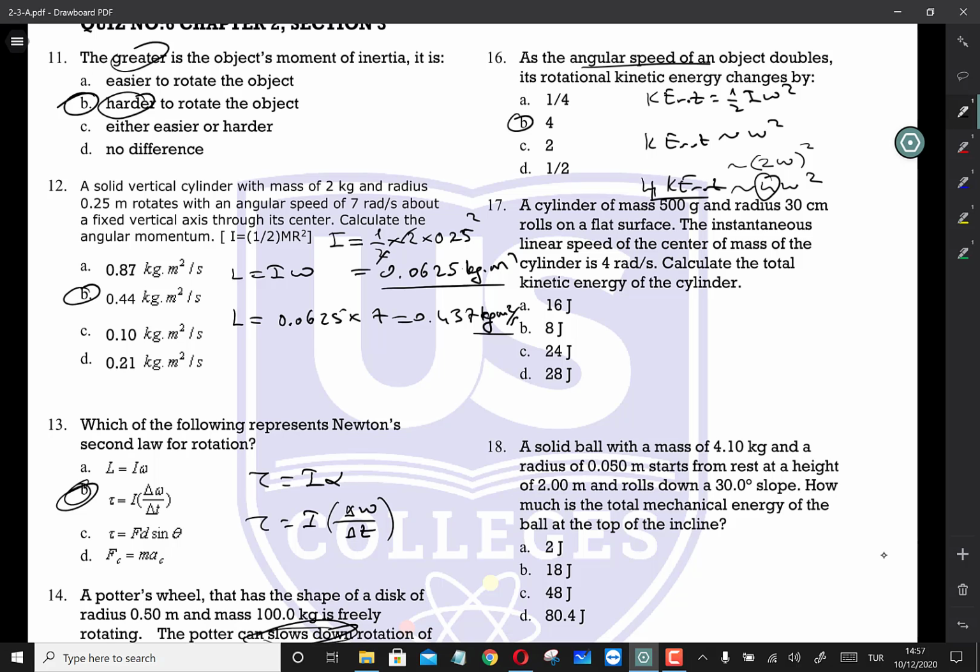A cylinder of mass 500 gram and radius 30 centimeter rolls on a flat surface.